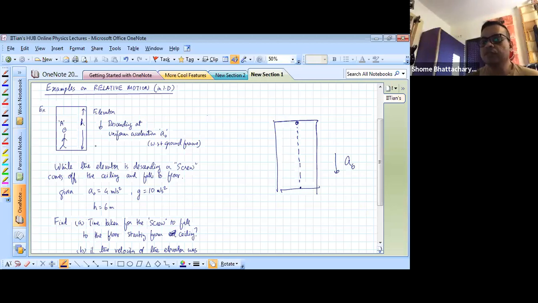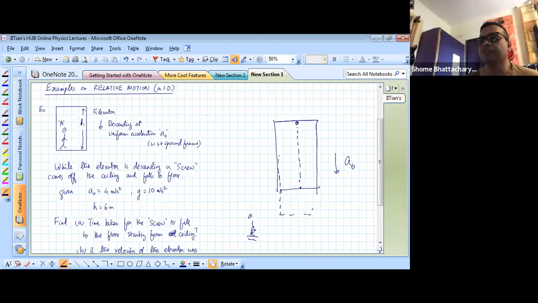So there's a person standing inside the elevator, and he observes that a screw comes off from the ceiling while the elevator was in downward motion with a uniform acceleration of 4 meters per second square. He observes that it falls from the ceiling to the floor. So what is the time taken for this screw to fall from ceiling to floor? And the second thing is, what is happening with respect to the ground frame? Imagine there's a person outside. In his frame, what is happening?